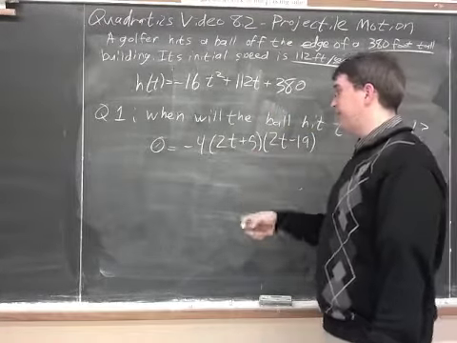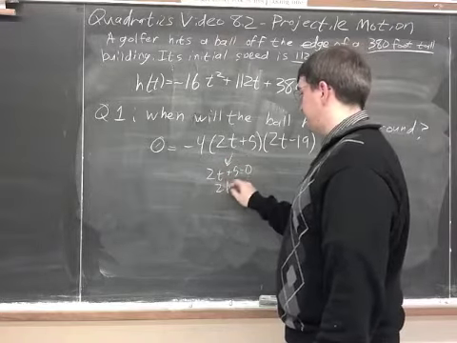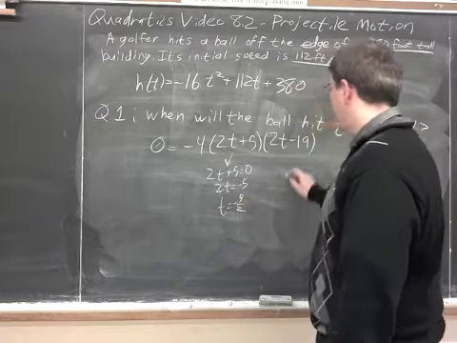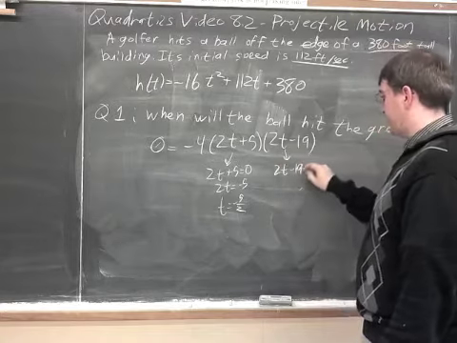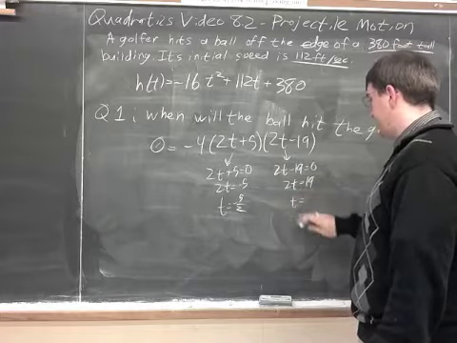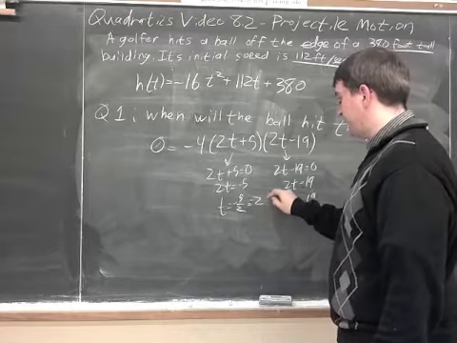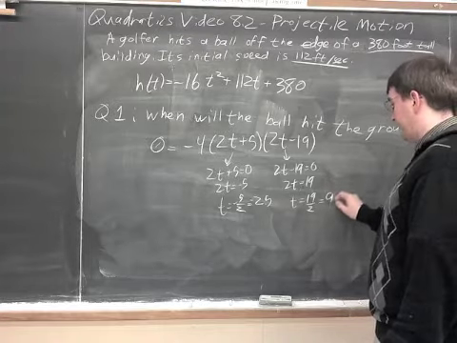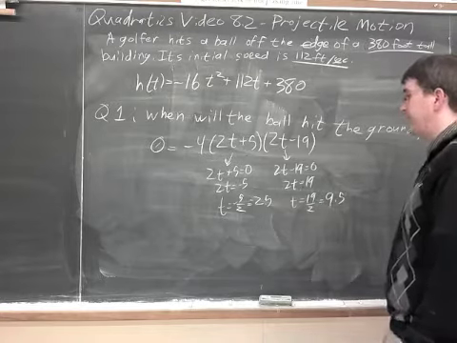And now I can set these factors individually equal to 0. 2t plus 5 equals 0 means 2t equals negative 5 means t equals negative 5 halves. Or 2t minus 19 equals 0, so 2t equals 19, so t equals 19 halves. Negative 5 halves, that's the same thing as negative 2.5. 19 halves, that's the same thing as 9.5. Yeah, 9.5.